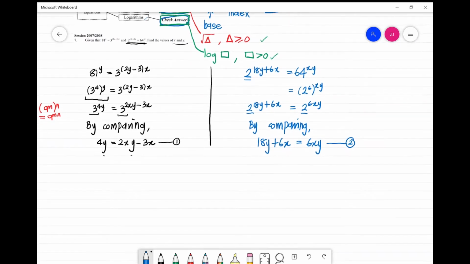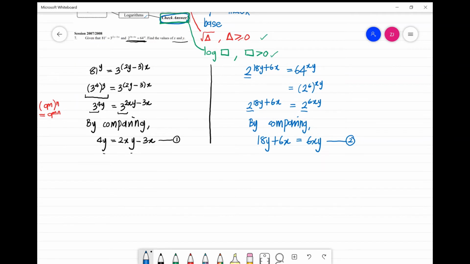Because we have two equations and two unknowns to find, we can solve this simultaneously. If you notice, we have 6xy here, and in this one we have 2xy. So we're going to multiply by 3 so that the 2xy will become 6xy. So we will have 12y.